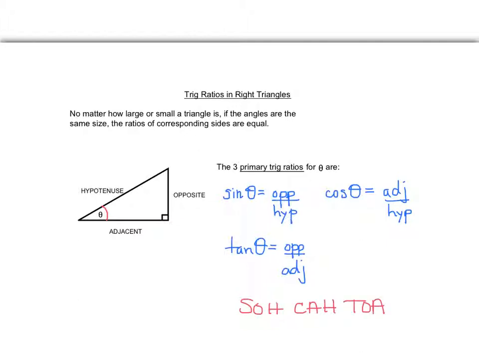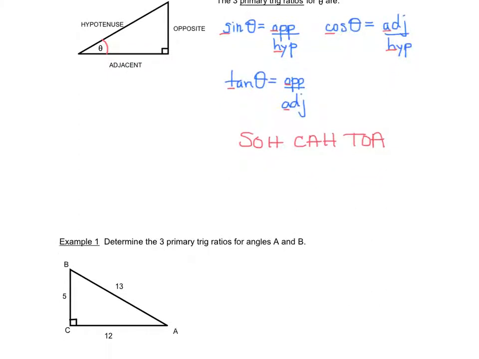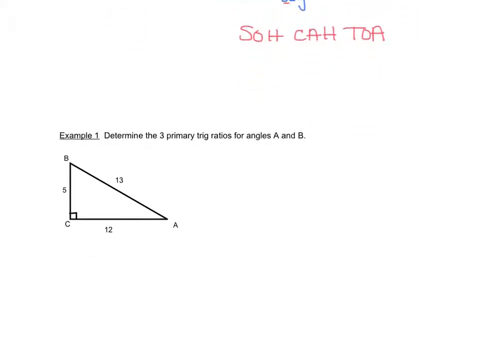Okay, because sine theta is opposite over hypotenuse, SOH. Cosine theta is adjacent over hypotenuse, CAH. And tan theta is opposite over adjacent, TOA. So let's go through an example just to make sure we remember. It says determine the three primary trig ratios for angles A and B.